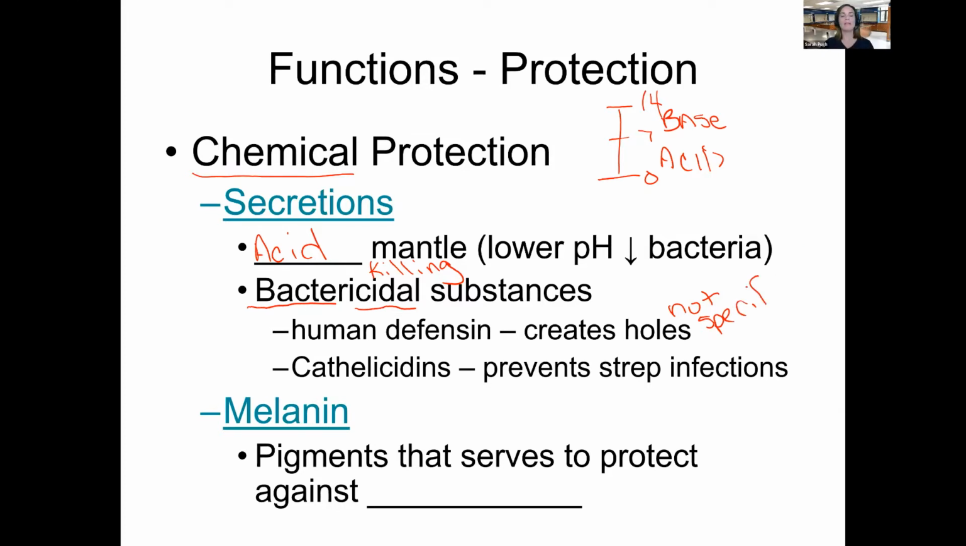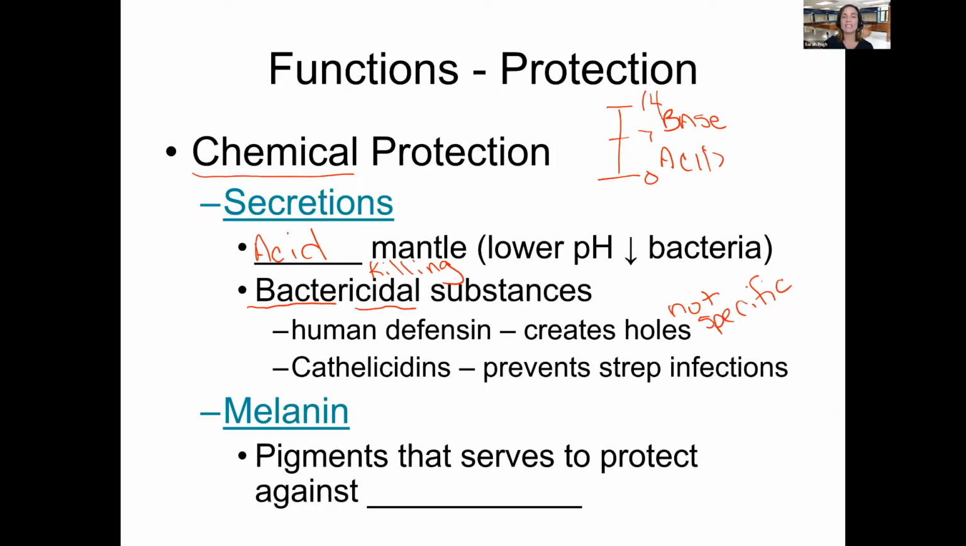All right. This one's not specific, meaning that it is not targeting any particular bacteria. It's just anything that doesn't belong. What it does is it punches holes in the plasma membrane of that bacterial cell, and it causes it to burst. It causes water to rush into the cell, and it bursts open. So it causes the cell to lyse open.